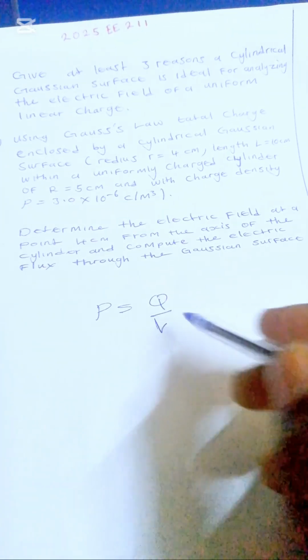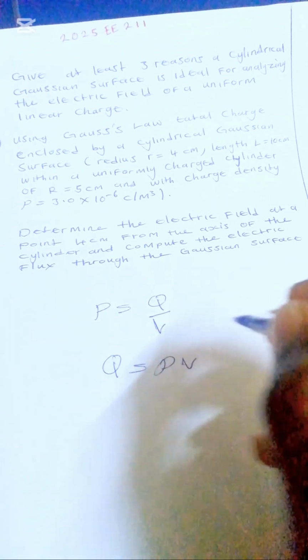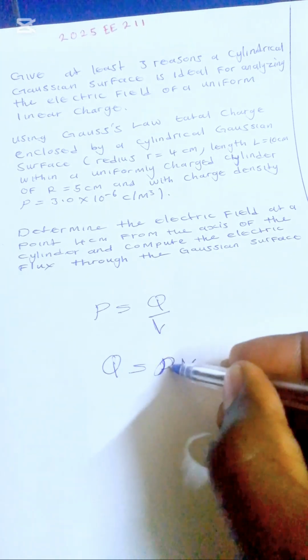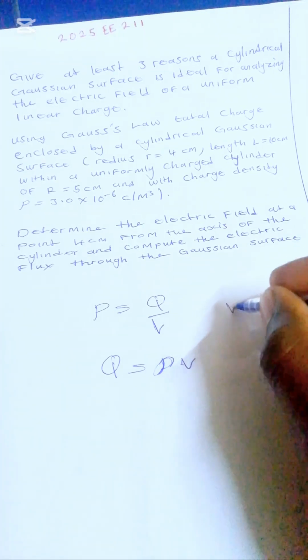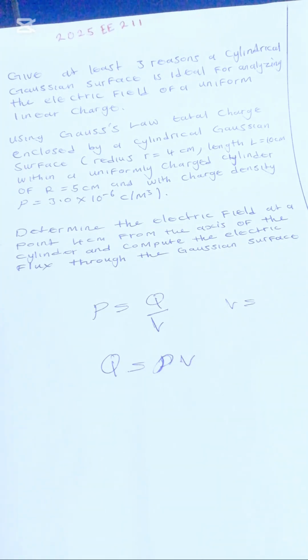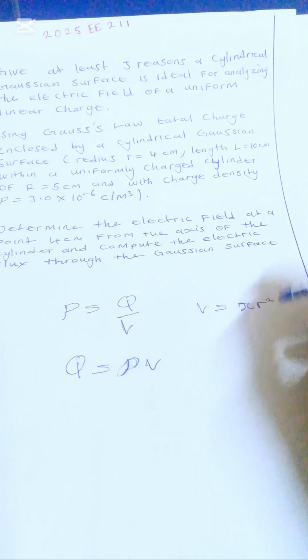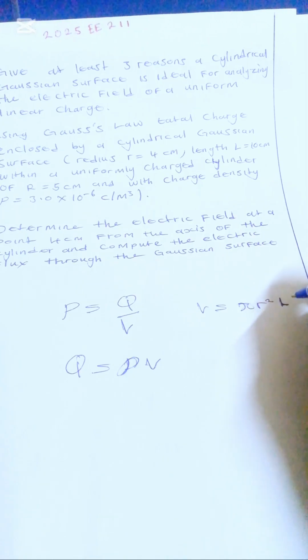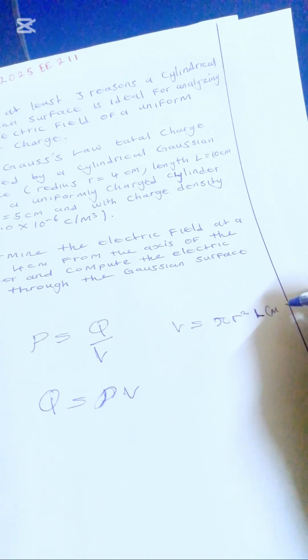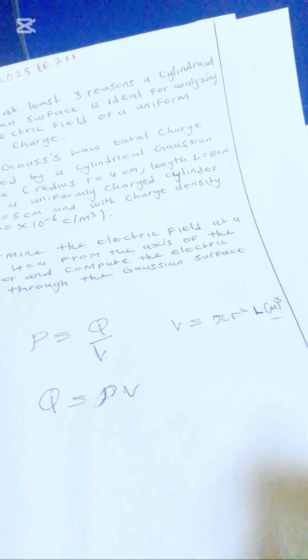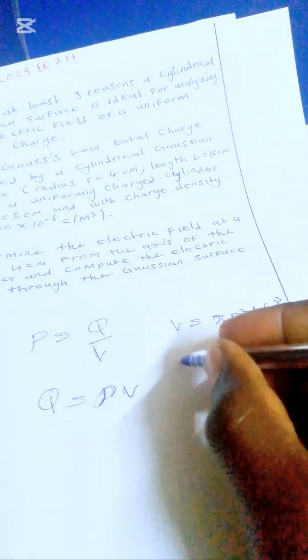Okay, so now we are going to make Q the subject. We are going to have that, then the volume. So what's the volume of a cylinder? The area of a cylinder's base is the same as the area of a circle, which is pi r squared. For volume, we'll just add an L so that we can have meter cubed. So that's the formula which we are going to apply.